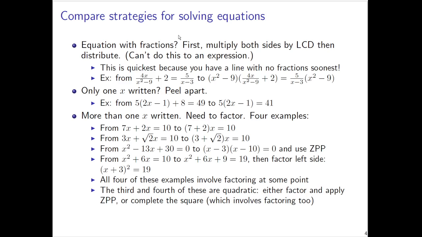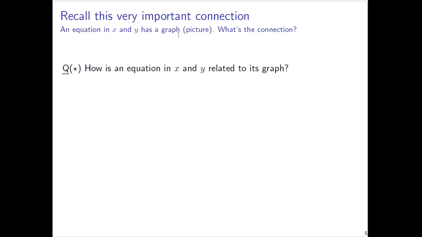And then the third and fourth examples, these are quadratic examples, and you either would factor and apply the zero product property, or after completing the square, there's really factoring involved there too. So that was just a reminder of ways of solving an equation that has a variable called x. And then we've lately been looking at equations that have variable x and variable y. And an equation in x and y always has a picture or a graph.